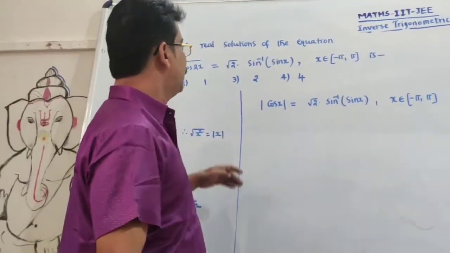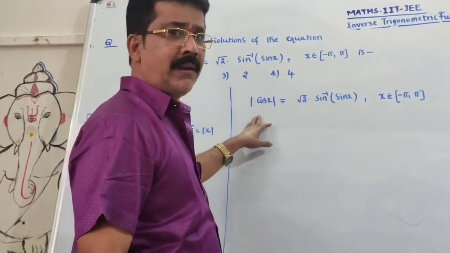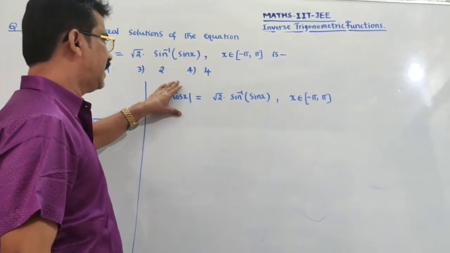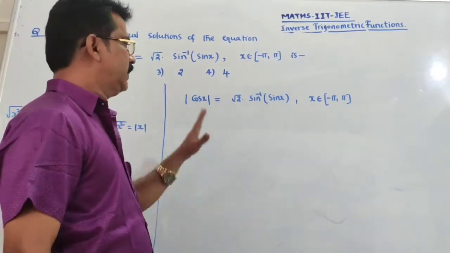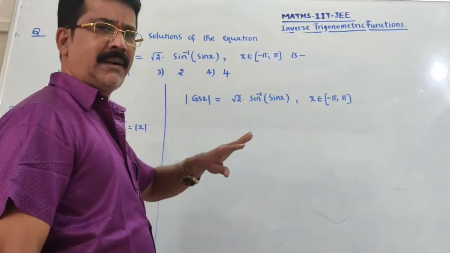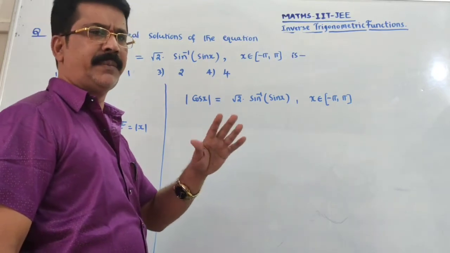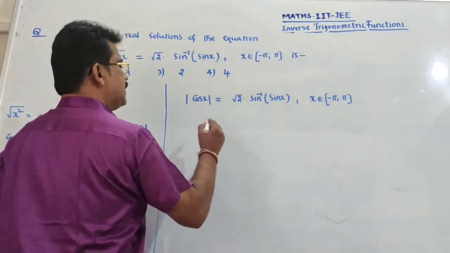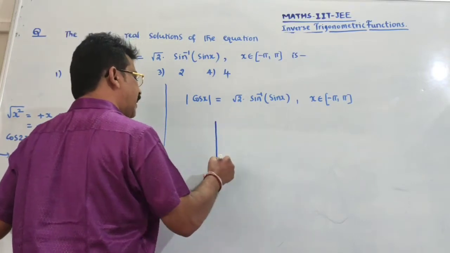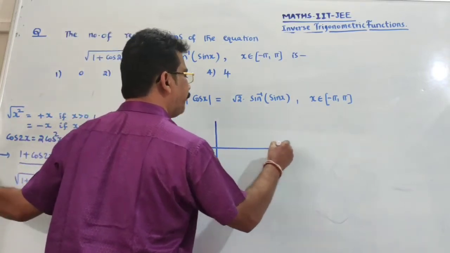Now here also we are following the graphical method. First the LHS graph, later the RHS graph. First I will show the separate graphs. Later we will find the common points of intersection of the two graphs. Okay. First the cos x graph. First we will draw the cos x graph.